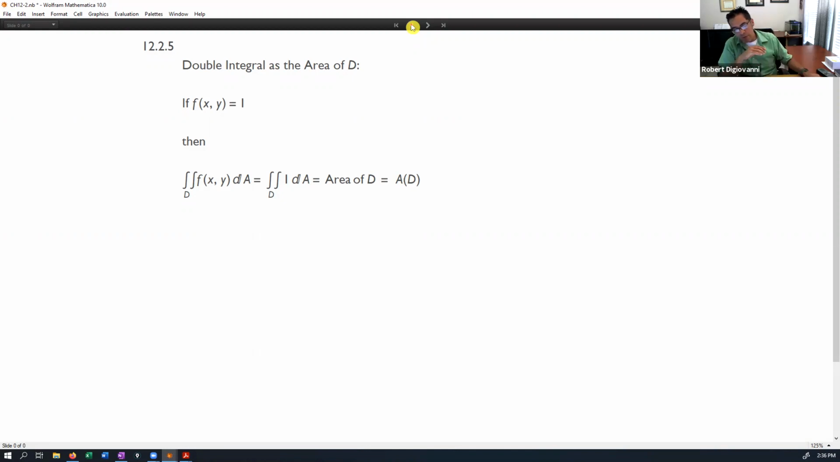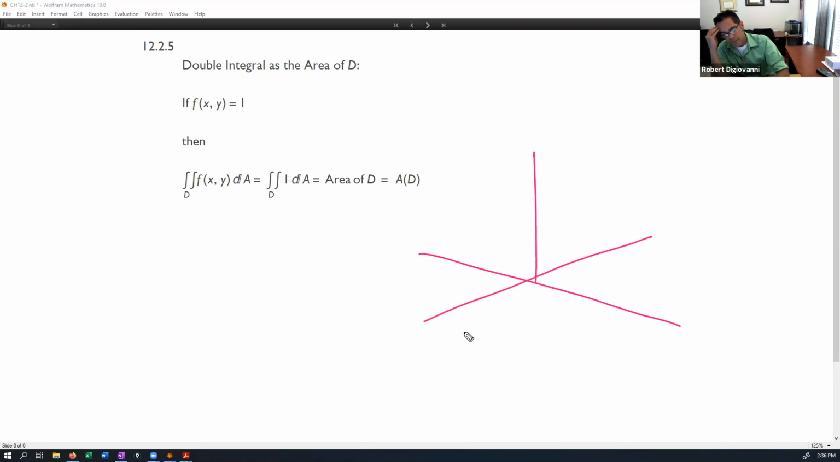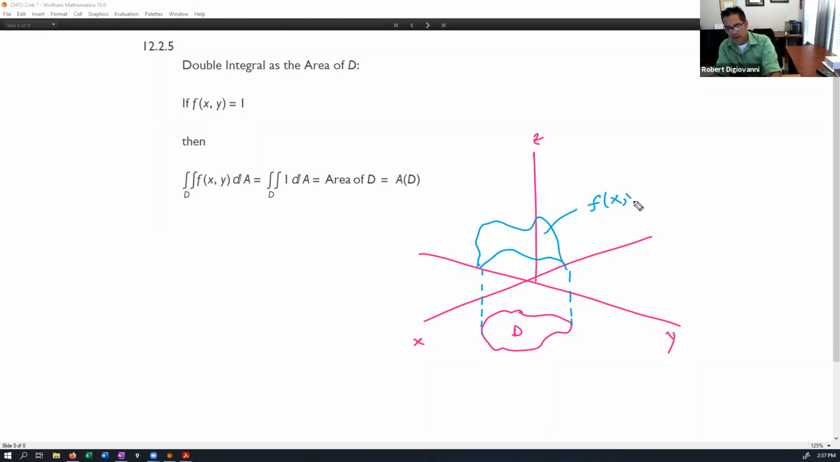It's actually a really cool formula because of its simplicity, but it's very intuitive also, I think. If you look at what we've done today, in three-dimensional space, say this is X and this is Y and this is Z, if we have some domain D on the ground here, and then above it we have some surface, whatever that surface is, call this f of x, y. Then the double integral will give us the volume underneath of this, right?